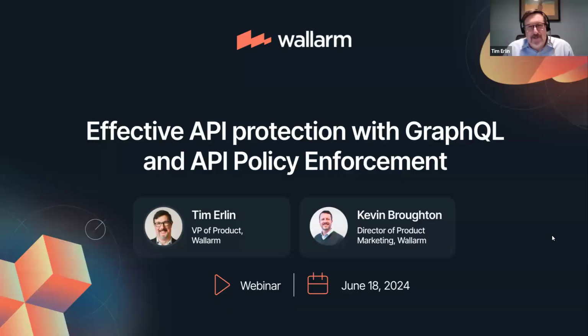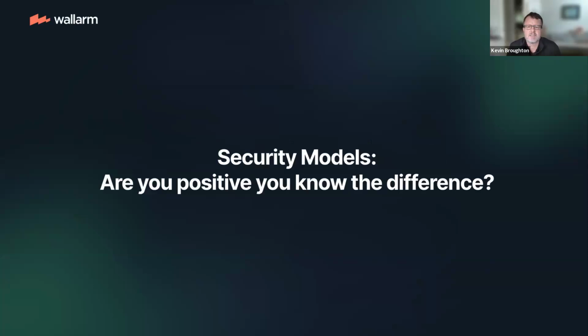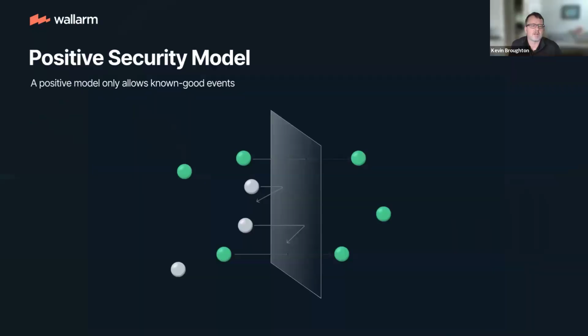As Kevin mentioned, we're going to start by talking about some security models. If you want to flip to the next slide, Kevin. Yeah. So, really, we're going to talk about two security models, and these security models aren't exclusive to API security. They're general purpose security models, so they appear in lots of other disciplines, but they're really relevant to the conversation overall as we're talking about GraphQL and API policy enforcement as well.